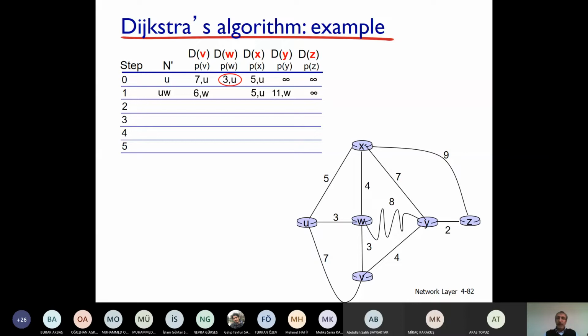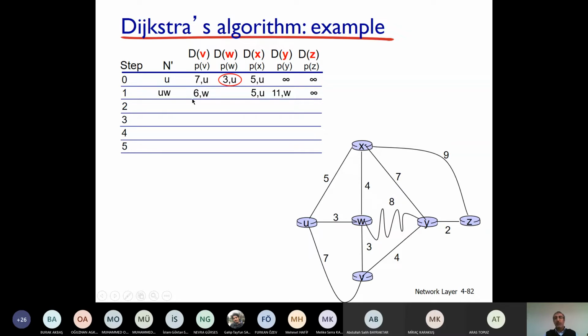So now we can reach Y through W, as you see. The value for D of Y is equal to 3 plus 8, which is 11. And what's the P of Y? Means the predecessor node, the node just before Y is W. That's why the value in this case is 11, comma, W. Still, we don't have direct access to Z or through W. That's why we keep this infinity.